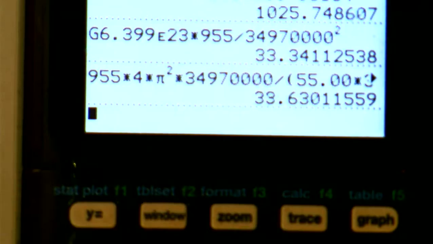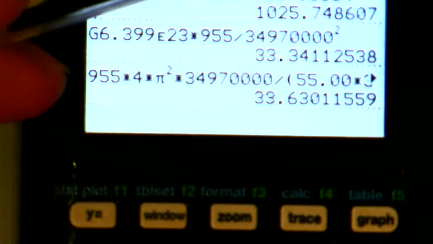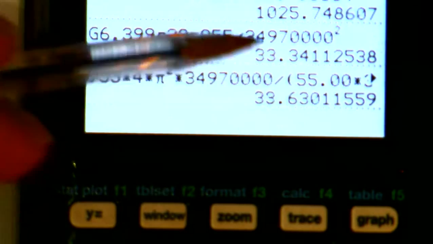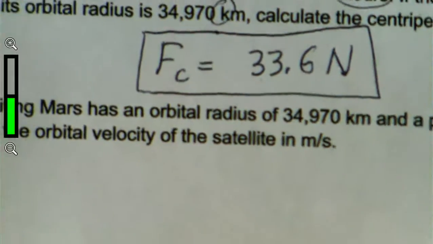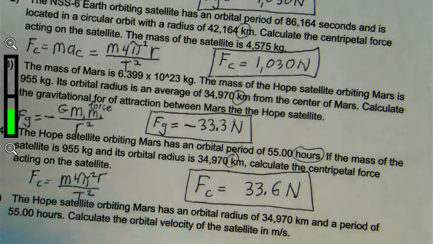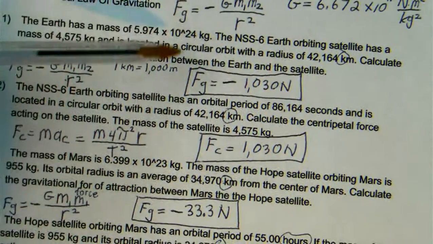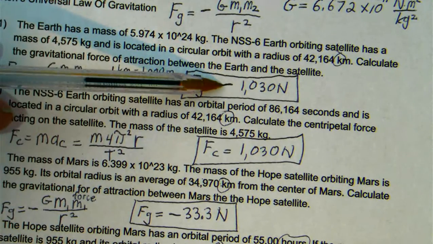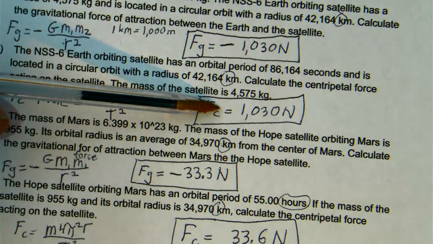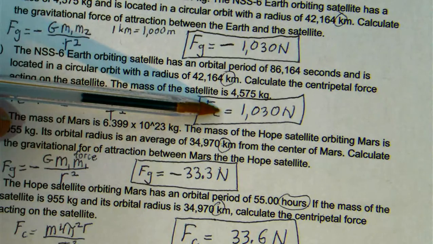Why is there a discrepancy? Probably because I rounded the hours to 55.00 when it was maybe a few seconds different from that in value. So what you should notice, having done your homework this far, is that the gravitational force of attraction for an object in orbit around another object happens to be equal to the centripetal force keeping that object in a circular orbit.